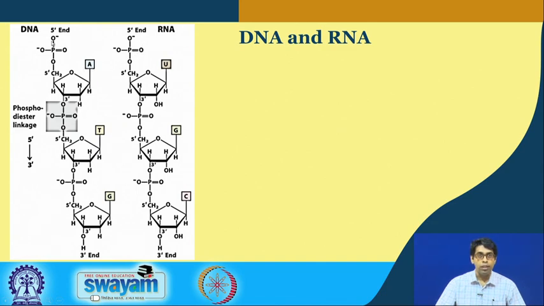In both DNA and RNA, the linear chain is formed by phosphodiester linkages between the 3' and the 5' positions, so that we have a 5' end and a 3' end. The only difference that we saw in terms of structure was that DNA forms a double helical structure, whereas RNA is single stranded and no such double helical structures are seen, but it can form other complicated structures.